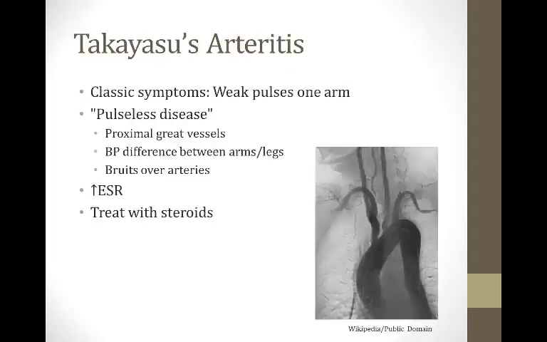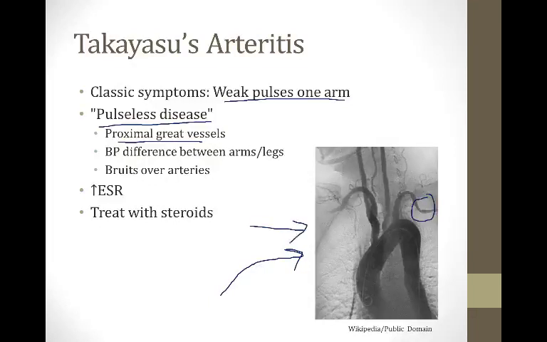The classic symptom of Takayasu's arteritis is to have weak pulses in one arm. It's sometimes called pulseless disease, and that's because it often involves narrowing of the proximal great vessels. So if you look at this picture on the right side of the screen here, this is an aortogram. So dye has been injected into the aorta, and it is filling the great vessels heading to the arms and the head. You can see a tight narrowing right here of the left subclavian artery, and that's going to produce a weak pulse in the left arm, possibly weaker than what you see in the right arm. And this is the kind of lesion that you often see in Takayasu's arteritis, and the classic picture to show you in a board question is an aortogram just like this one here.